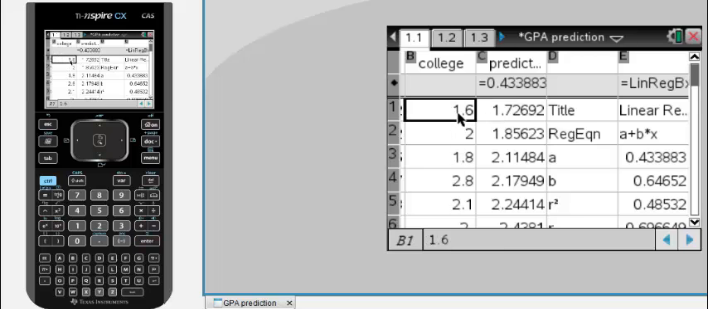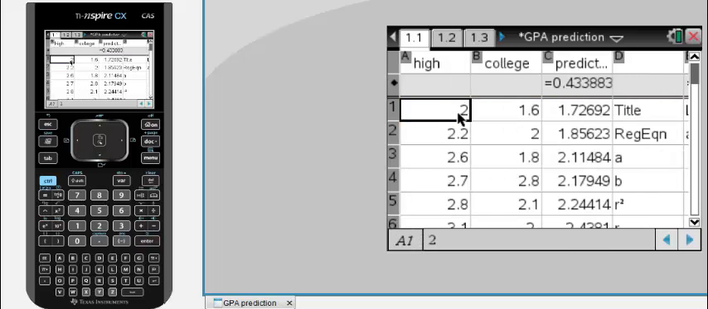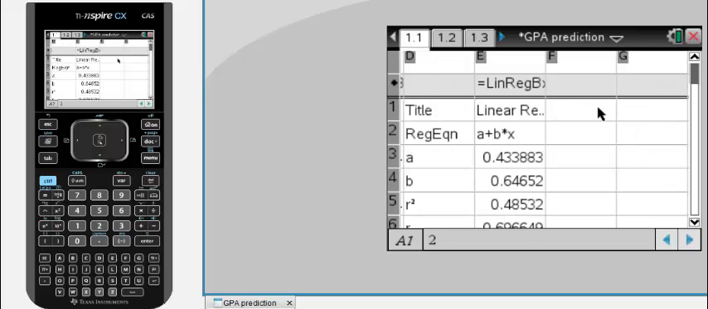So for somebody who has a high school GPA of 2.0, it's predicted they have a 1.7 GPA in college, and the actual, someone had an actual 1.6. So these are the values for 2.2, and what's predicted and the actual. So I'm actually going to make another line that says residuals.